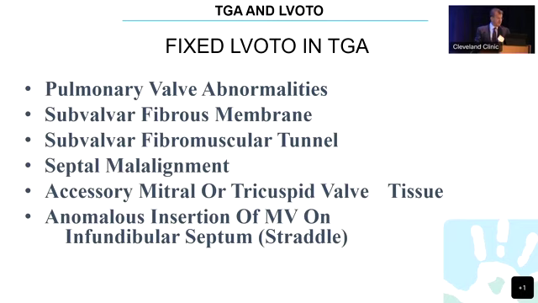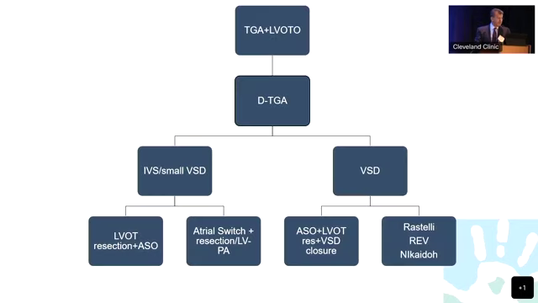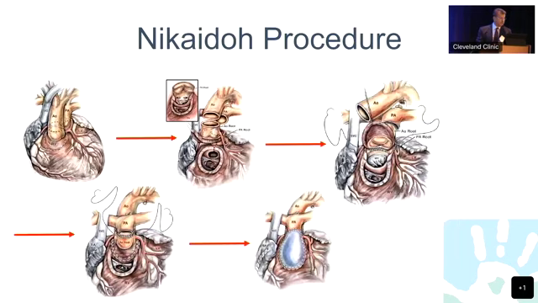So we've heard all the reasons why we have LV outflow tract obstruction. I'm not going to go through this. So we are on the right box of this algorithm, transposition with LVOT obstruction, and we'll talk about it in the final couple of slides of this talk. So it's about the Nikaido procedure.